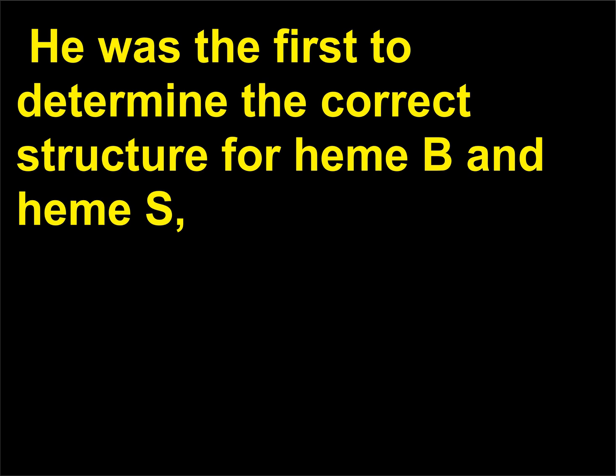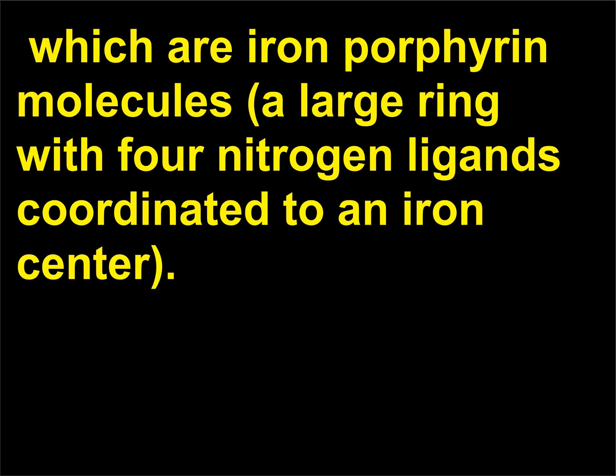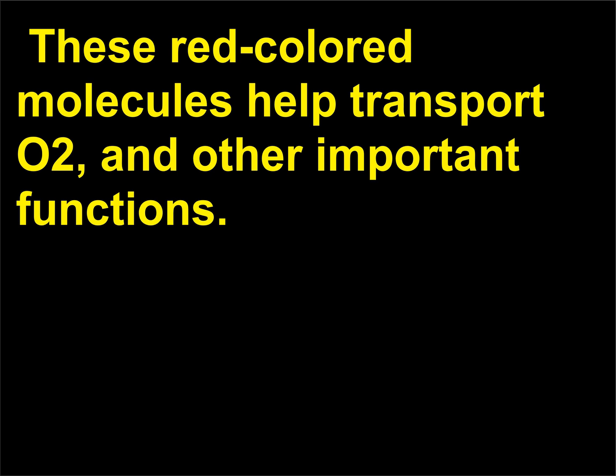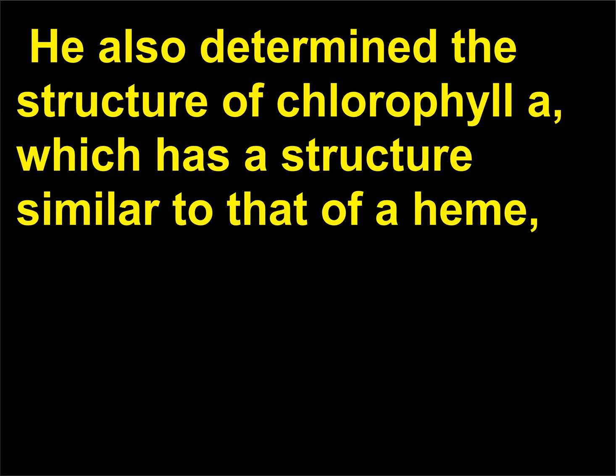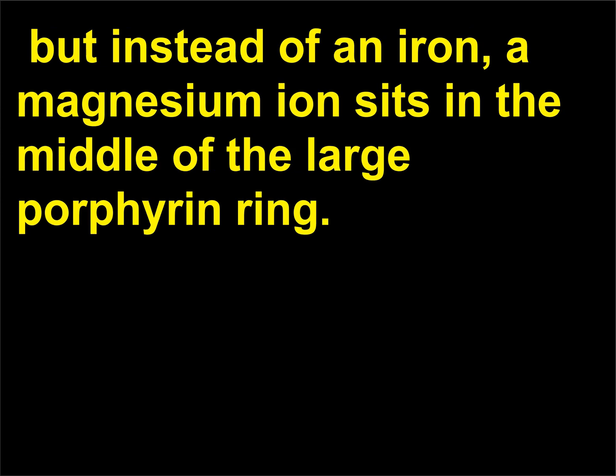He was the first to determine the correct structure for heme B and heme S, which are iron porphyrin molecules, a large ring with 4 nitrogen ligands coordinated to an iron center. These red-colored molecules help transport O2, and other important functions. He also determined the structure of chlorophyll A, which has a structure similar to that of a heme. But instead of an iron, a magnesium ion sits in the middle of the large porphyrin ring.